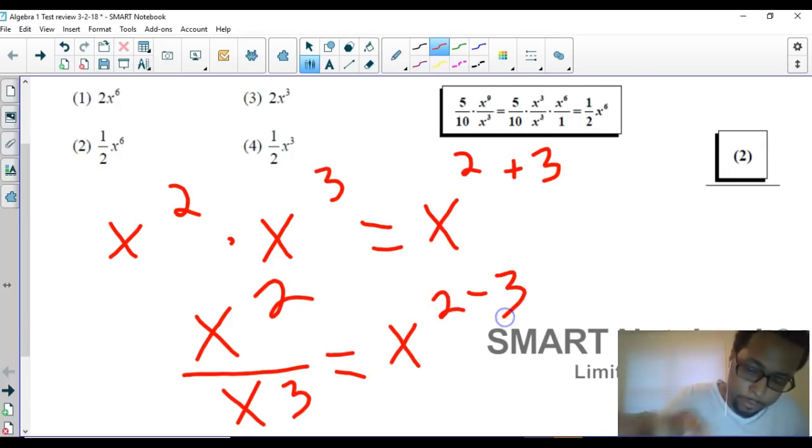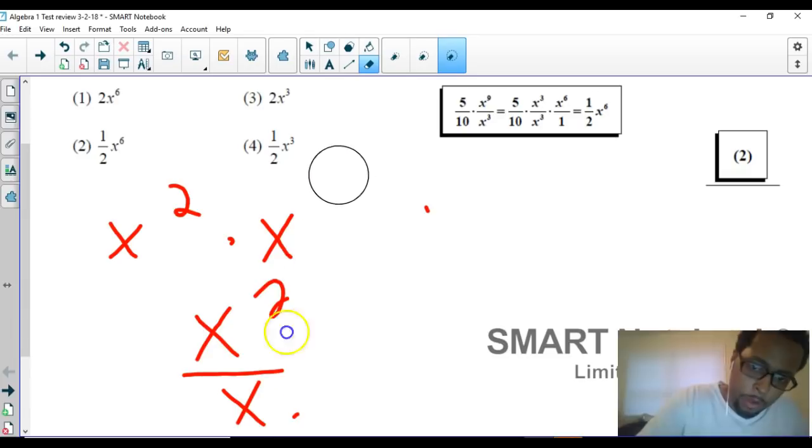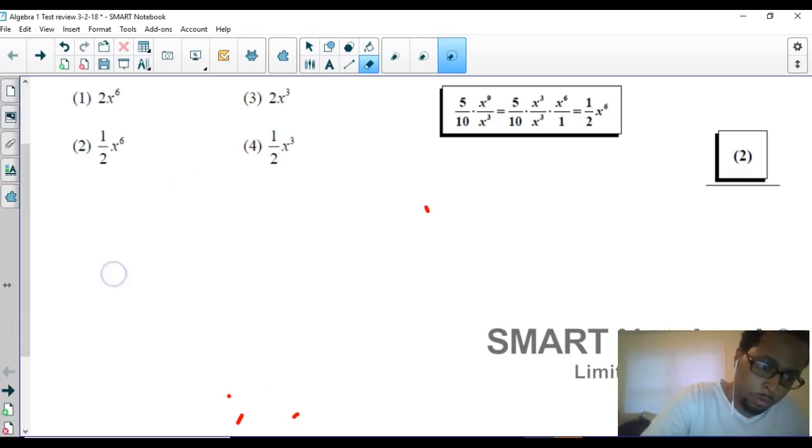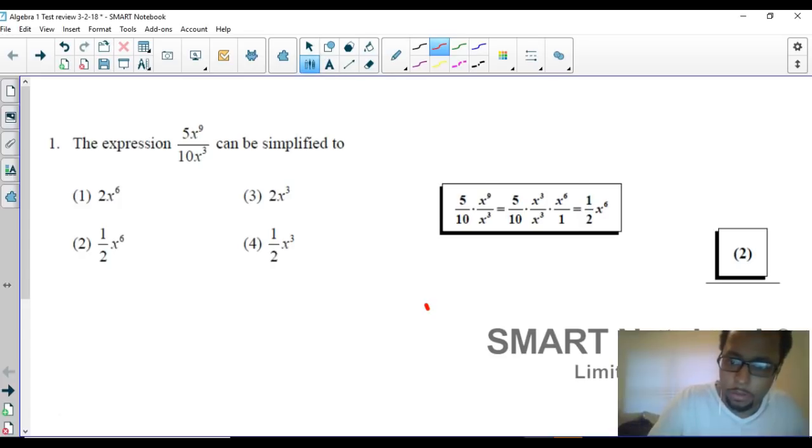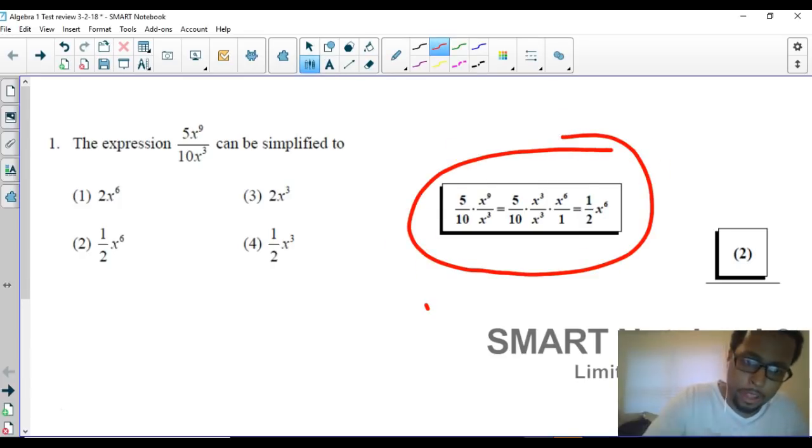Okay. So with that being said, if you know all this, that's great. You should get 100 on the test tomorrow. Knowing all that, and again, the work is on the side, so if you want to follow along, the work is here. Knowing that, we're going to answer this question.